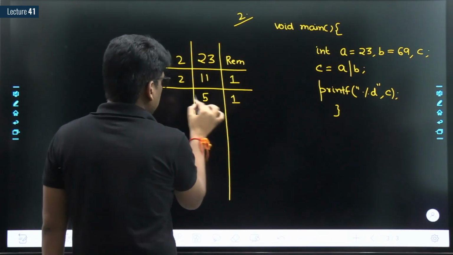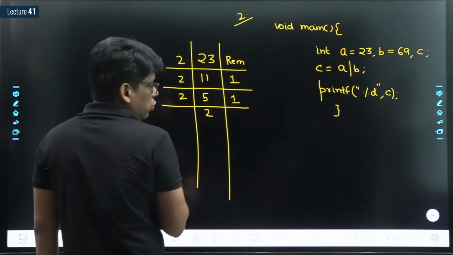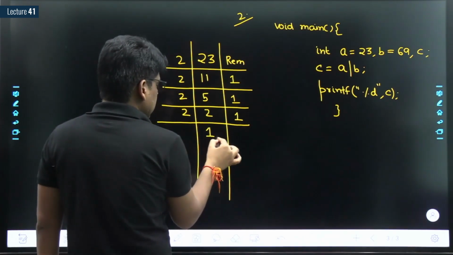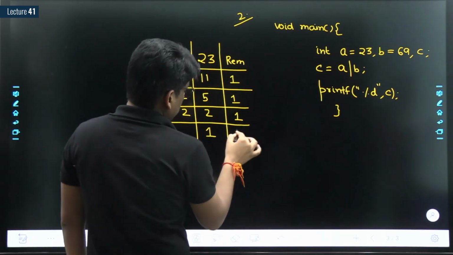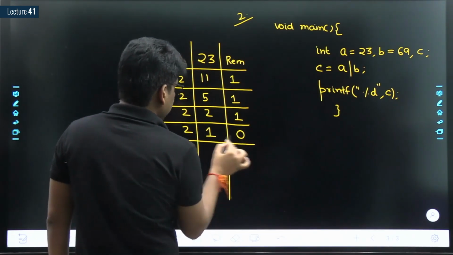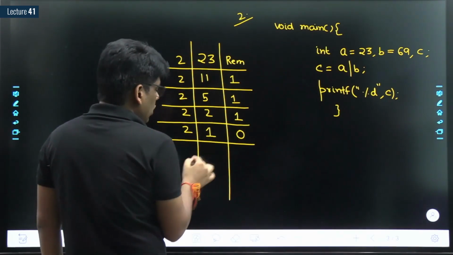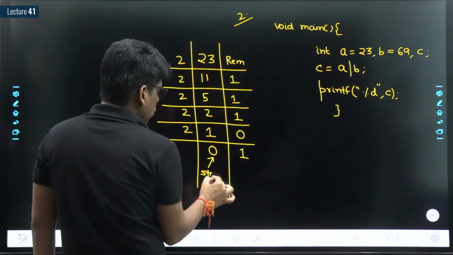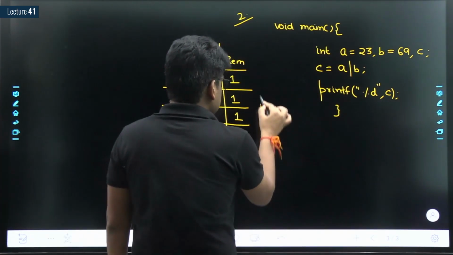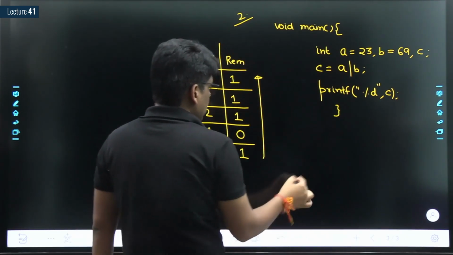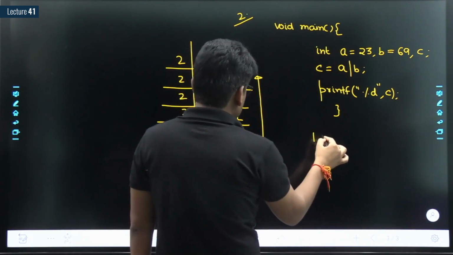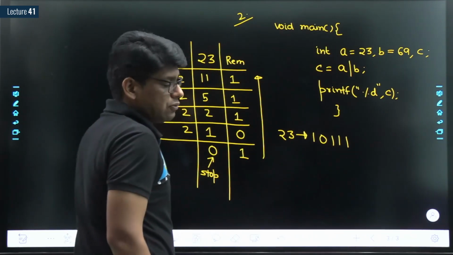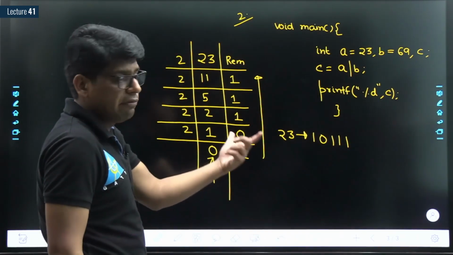The remainder will be 1. Again divide this 5 by 2. 2 into 2 is 4. The remainder will be 1. When I divide 2 by 2, 1 time is 2, the remainder will be 0. Lastly, when I divide 1 by 2, 0 times is 0. The remainder will be 1 and the quotient will be 0. We need to stop. That means this is the binary equivalent for 23. So, what is the binary equivalent of 23? 10111. 23 from decimal can be written as 10111 in binary. That is 5 bits. Okay.